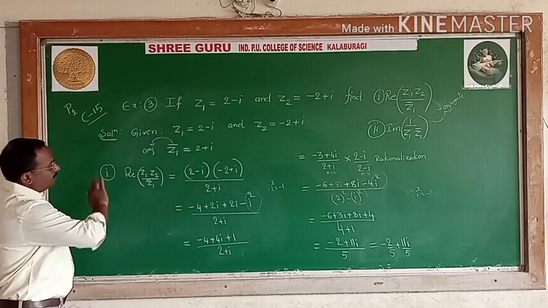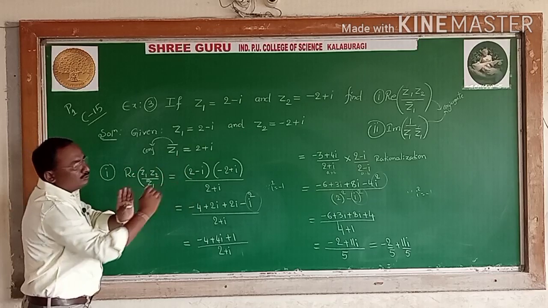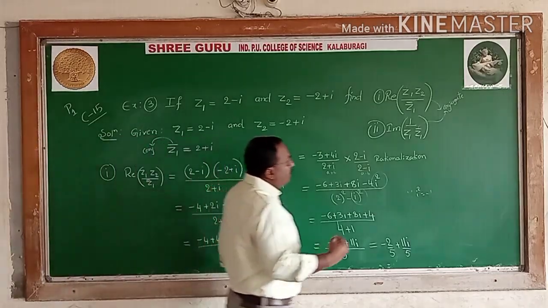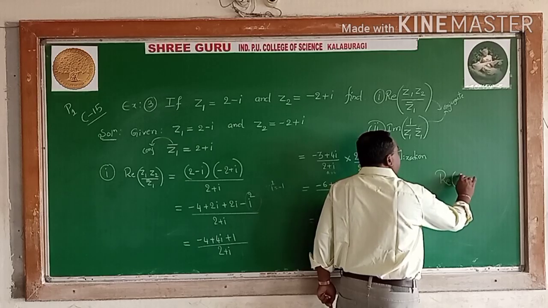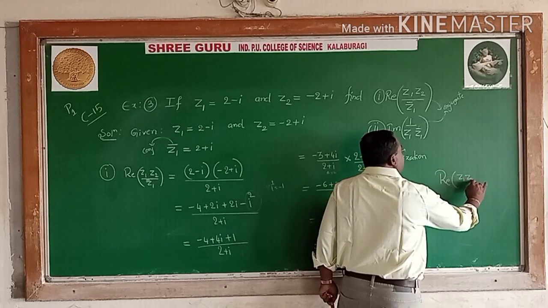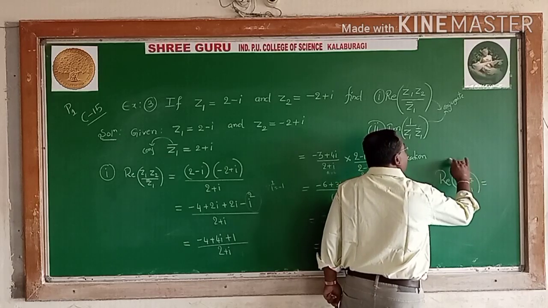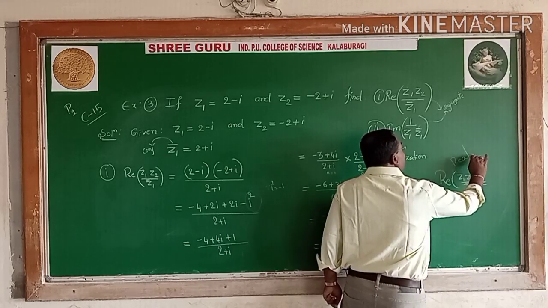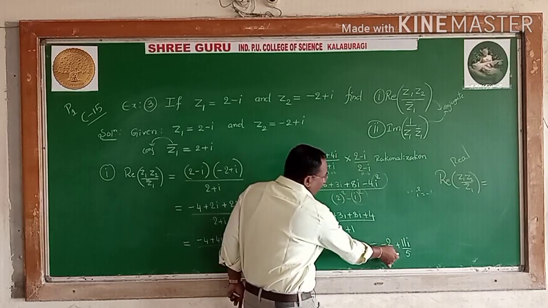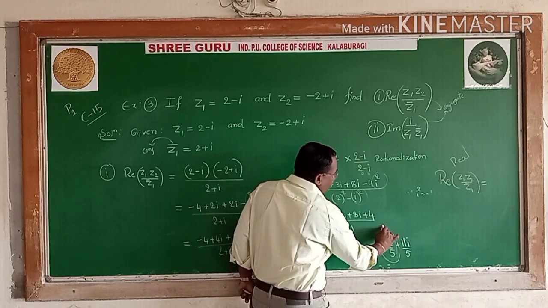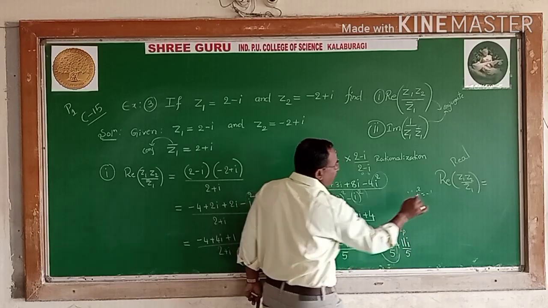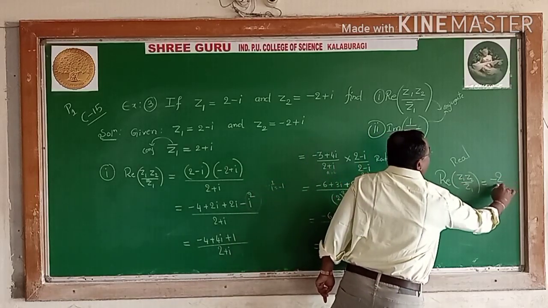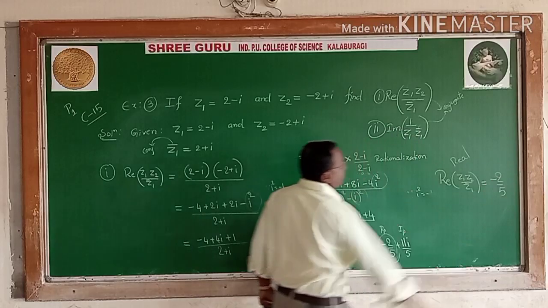This is the complete solution, but the question asks only for the real part of Z2 divided by Z1 bar. This is the real part and this is the imaginary part. The real part value is minus 2 by 5.